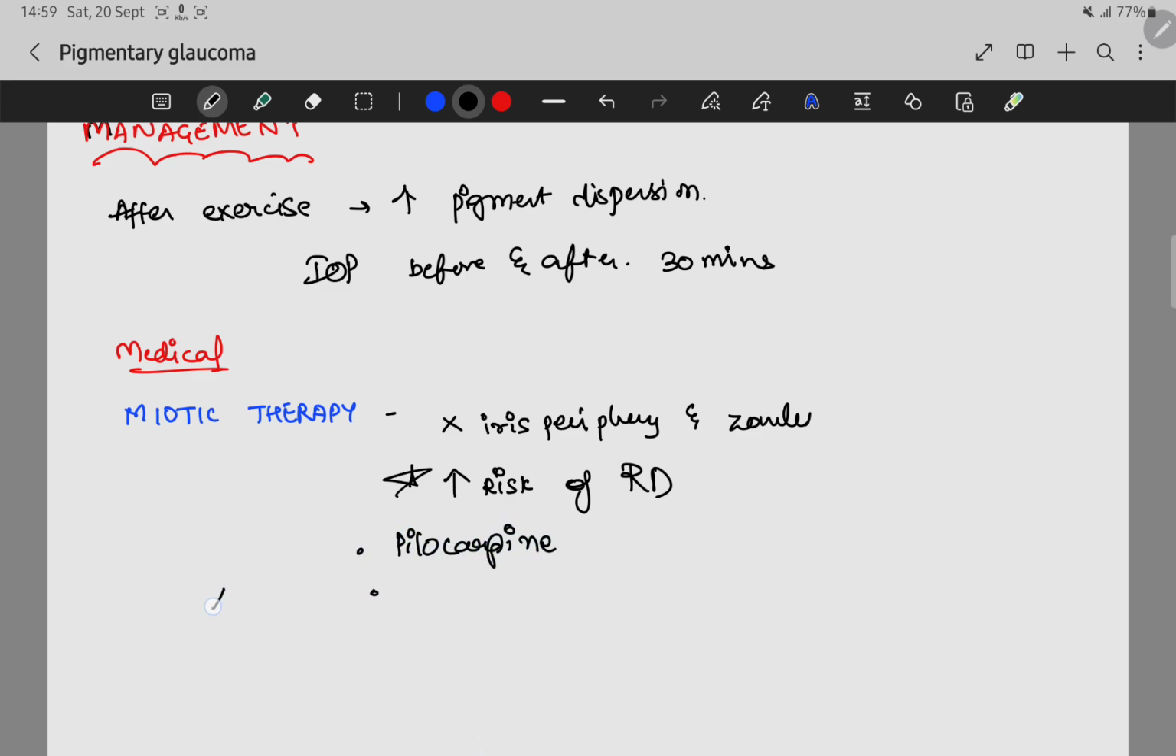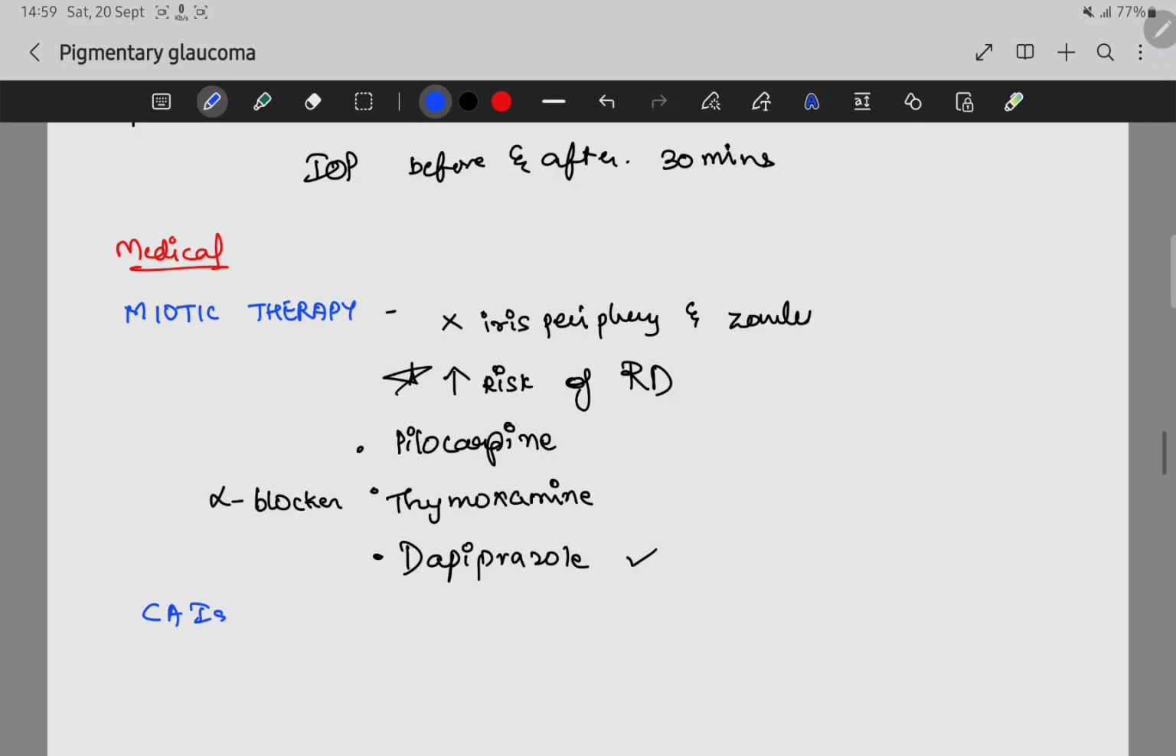Then we have alpha blocker, that is thymoxamine and dapiprazole. Thymoxamine is not available worldwide. It causes miosis without the cycloplegia, whereas dapiprazole is available worldwide. Then we can also do carbonic anhydrase inhibitors and all those.